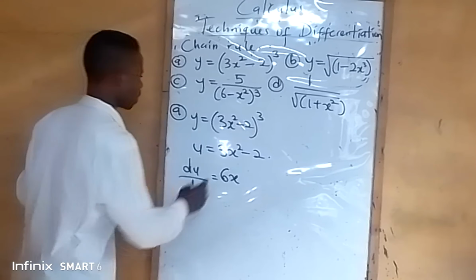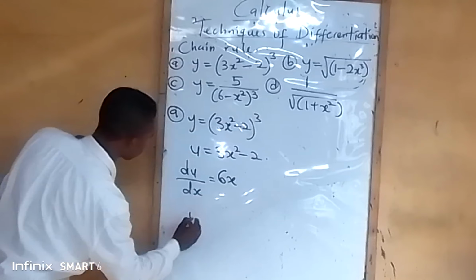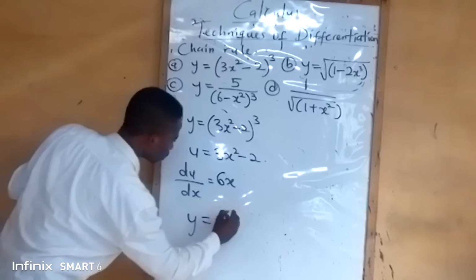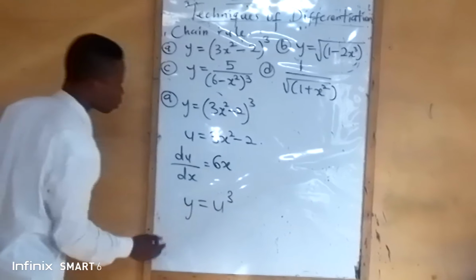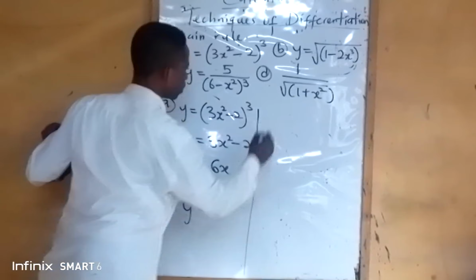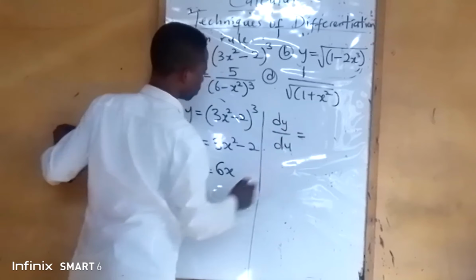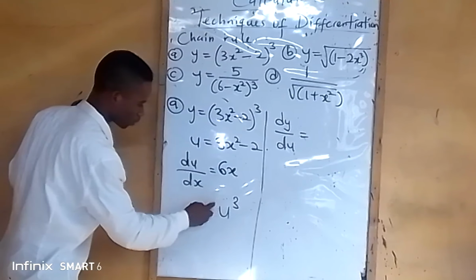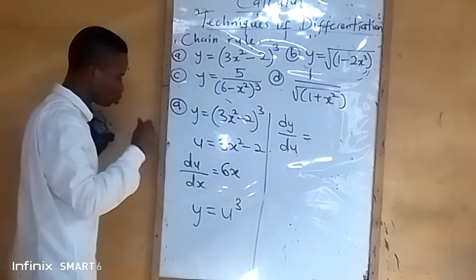Now, after we have represented this one as u, we rewrite it and say y equals u raised to power 3. So now we differentiate y with respect to u, that is dy/du. Now what is dy/du? If you are to differentiate this, you take this power to multiply this. That is 3u, and you remove 1. That is 3u raised to power 2.